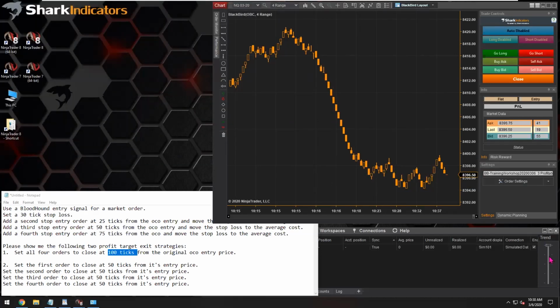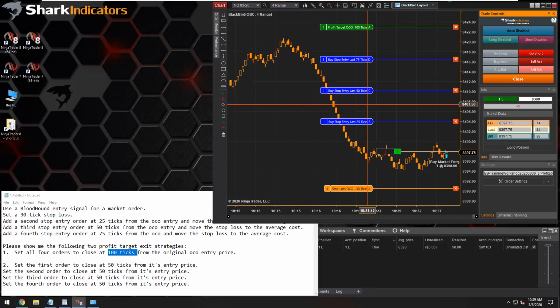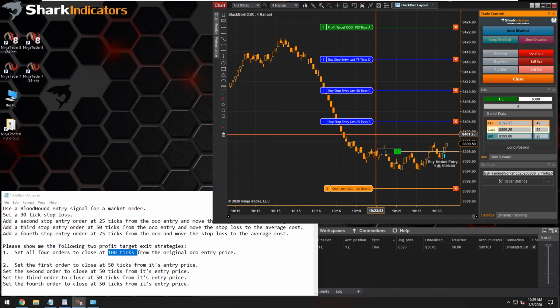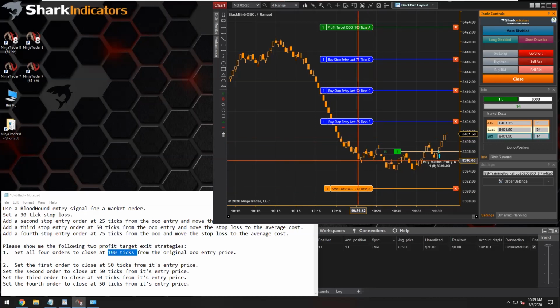All right, let me move the market up. All right, we'll go long. Boom, boom, boom. Now we just wait for the market to move up, and we'll see what happens with all the profit targets. They should be all basically within a tick of each other or so. Of course, it's going to depend on how volatile the markets are, and then our stop losses will all line up to the average entry price here.